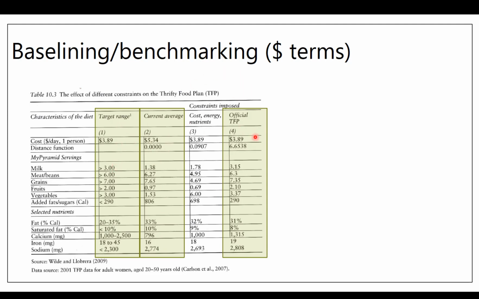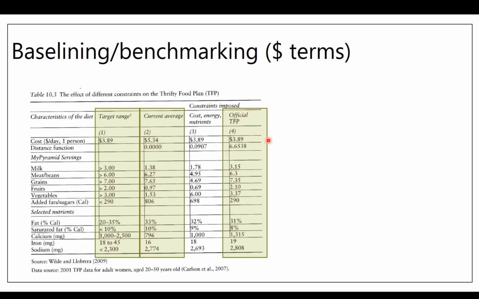But one of the goals, and I'm not going to talk about the model here, but the model basically looks to say, what are the recommended servings we would give someone on a Thrifty Food Plan that had to meet $3.89, and how different? So this one row right here says the distance function. That's just a measure of how much behavioral change you'd have to get people to take on. So 6 is a huge number here. 0.09 is a very small one in this column, and that's just meeting the cost constraint and letting people continue to not hit the milk target and so forth.